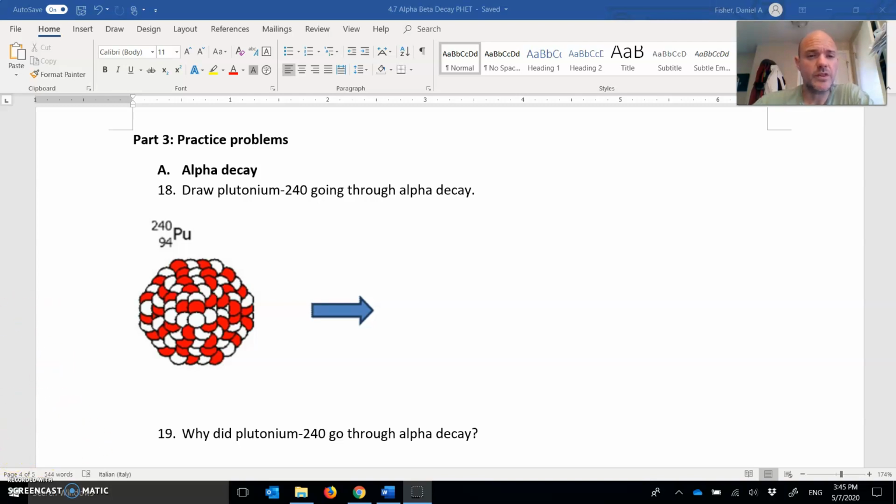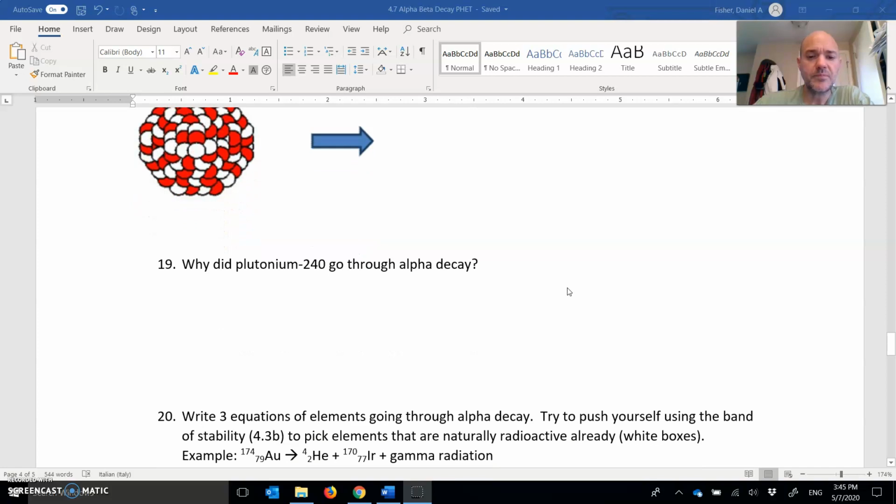So I'll start off here, drawing plutonium-240 going through alpha decay. You don't have to give me a super detailed drawing. You do not have to draw 90-something protons, okay? Totally fine. Just give me an idea: maybe put in a couple of circles, with the relative size of the atoms you think come out of there. That would be something to go through.